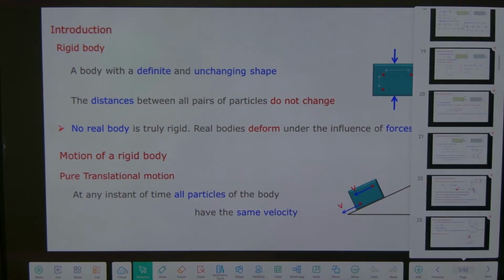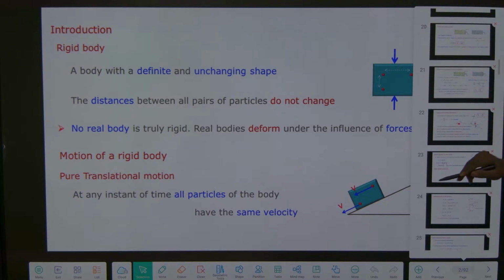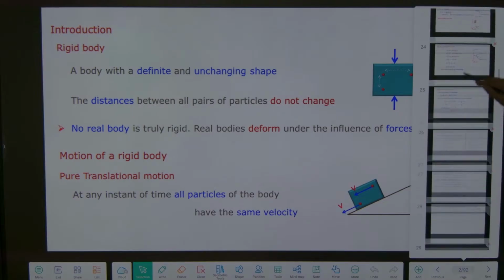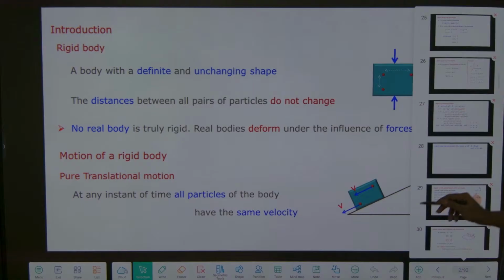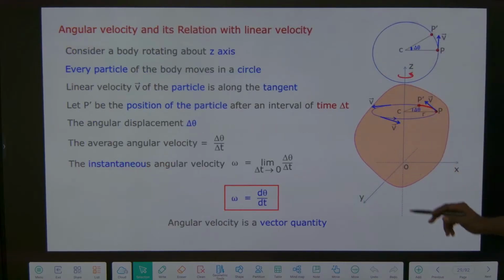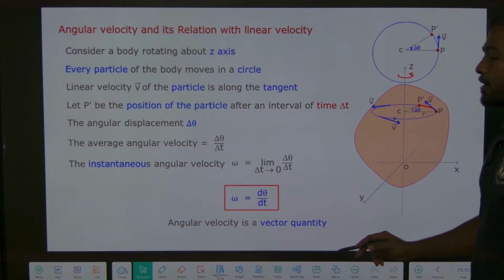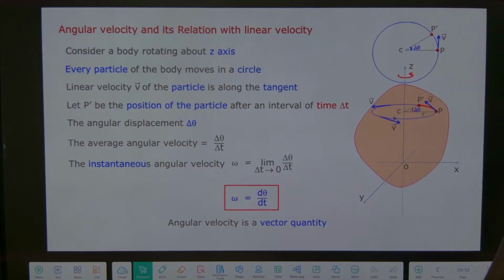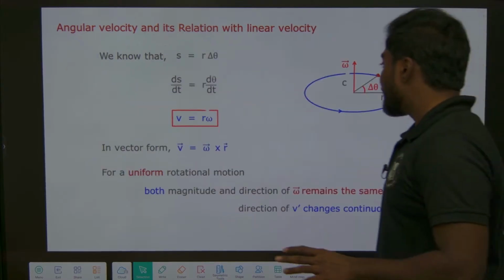Yesterday we stopped at the topic angular velocity and angular acceleration, right? We were talking about angular velocity. The formula was omega is equal to d theta by dt, right?